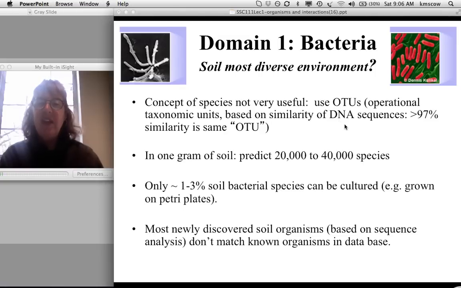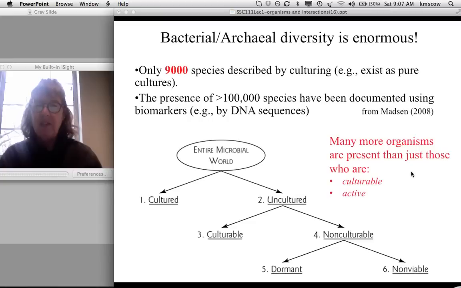Does this mean that it doesn't make sense to give species names to organisms? No, that's not true. People are still always finding organisms and culturing them on plates and getting them in pure culture, and then running a bunch of tests on them and describing them, and then giving them species names, like Pseudomonas putida, just like with animals and plants.